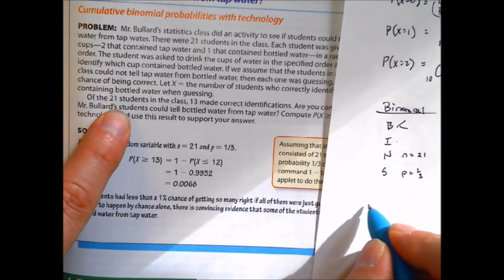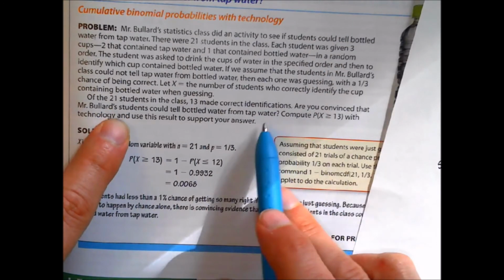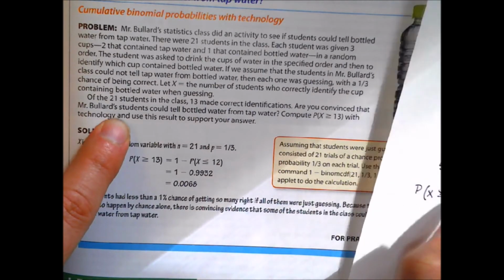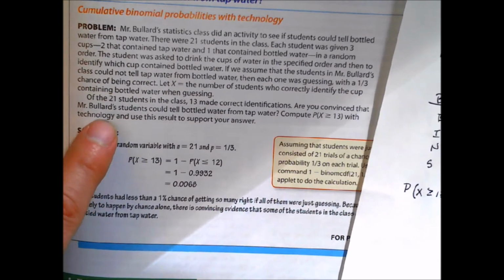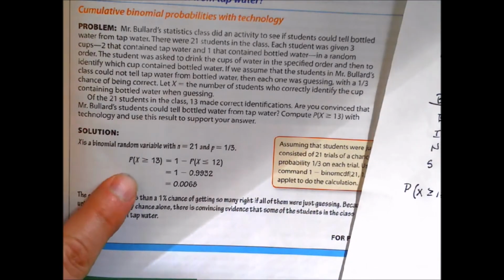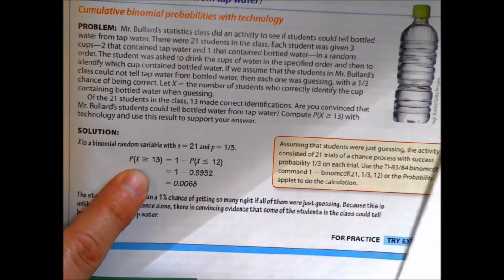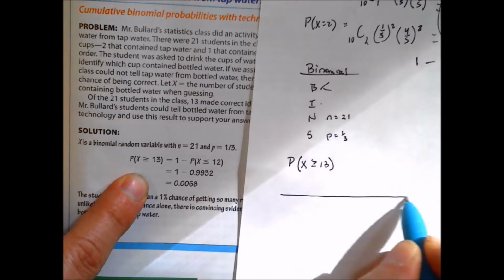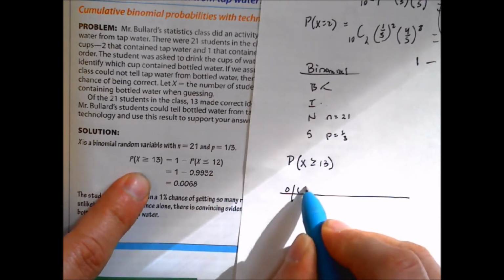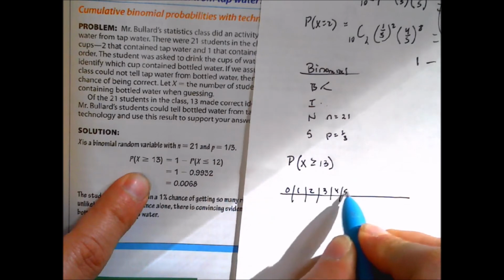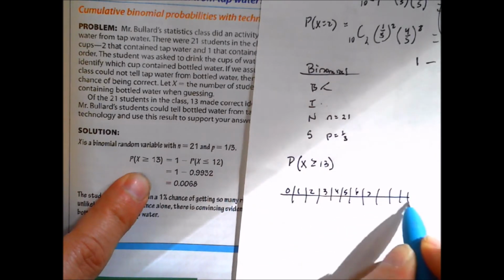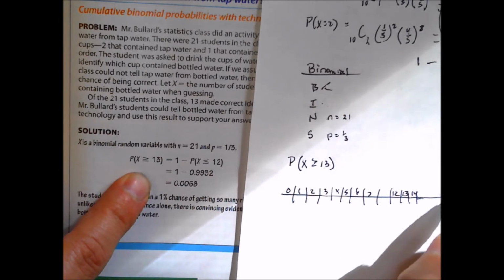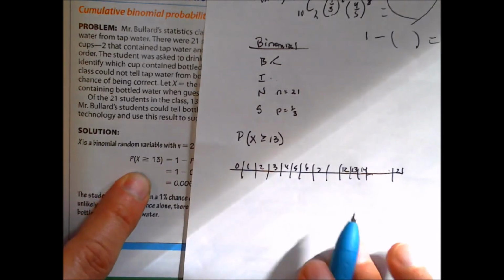So are you convinced that they could tell? So we want to find the probability that x is greater than or equal to 13. What I'm going to do is show you how to do this. If I didn't do it on Desmos, it could be 0 or 1 or 2 or 3 or 4 or 5 or 6 or 7, all the way up through 12, 13, 14, all the way up through the last one, which is 21, right? So we want to know the probability of greater than or equal to 13.